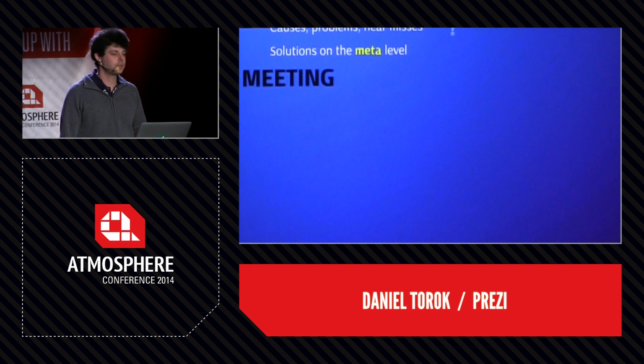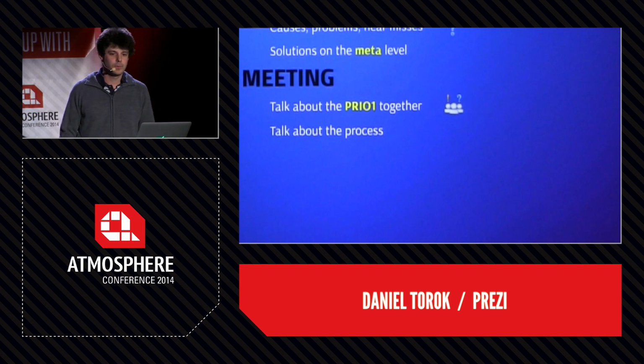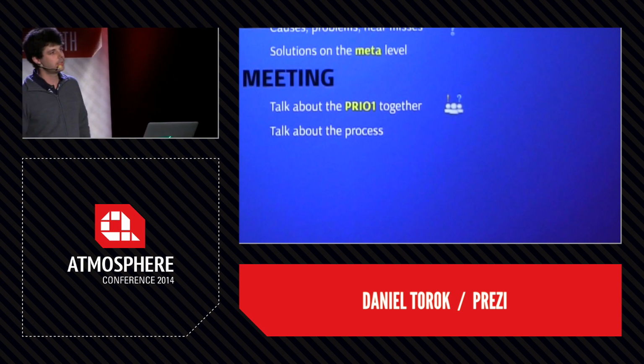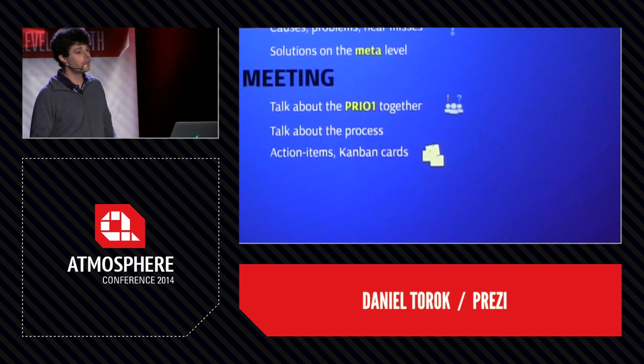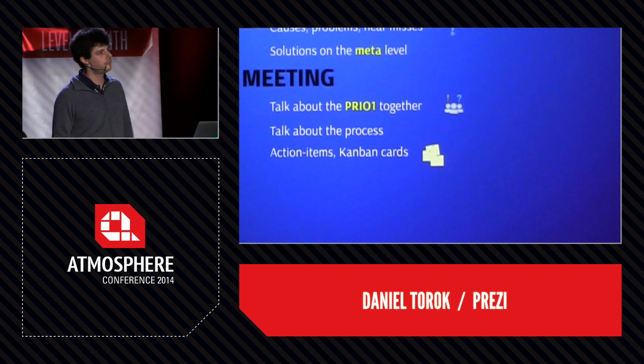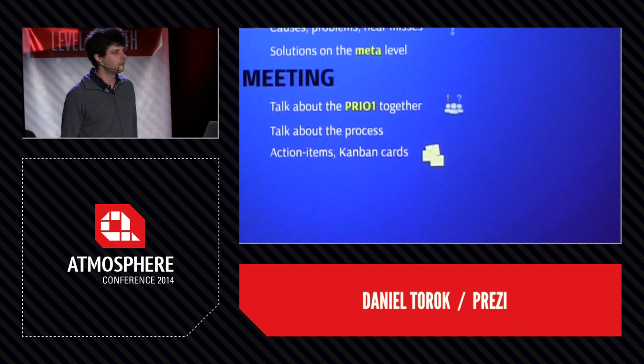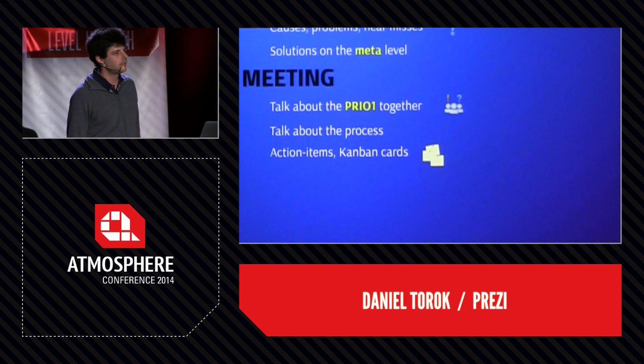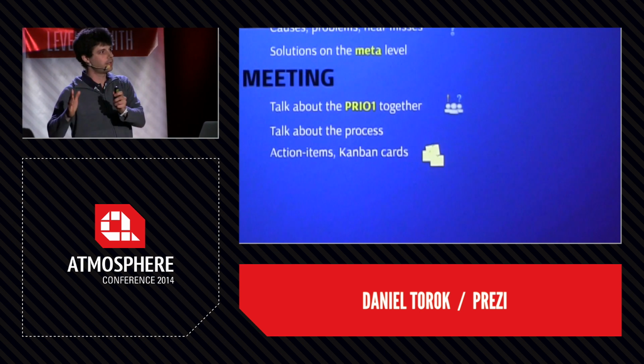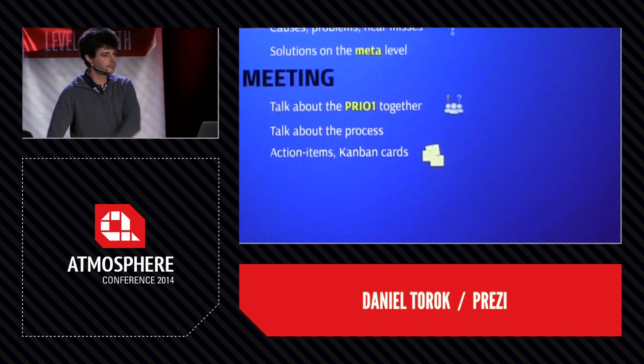And after the document, we have a meeting, the postmortem meeting, when we come together and talk about the outage, everyone who was involved, and everyone else who is interested in that. We talk about the processes, not about the bug. We create action items. We use Kanban. Most of the teams use Kanban, so we create Kanban cards. Actual action items, what we want to do to avoid this kind of outage next time.